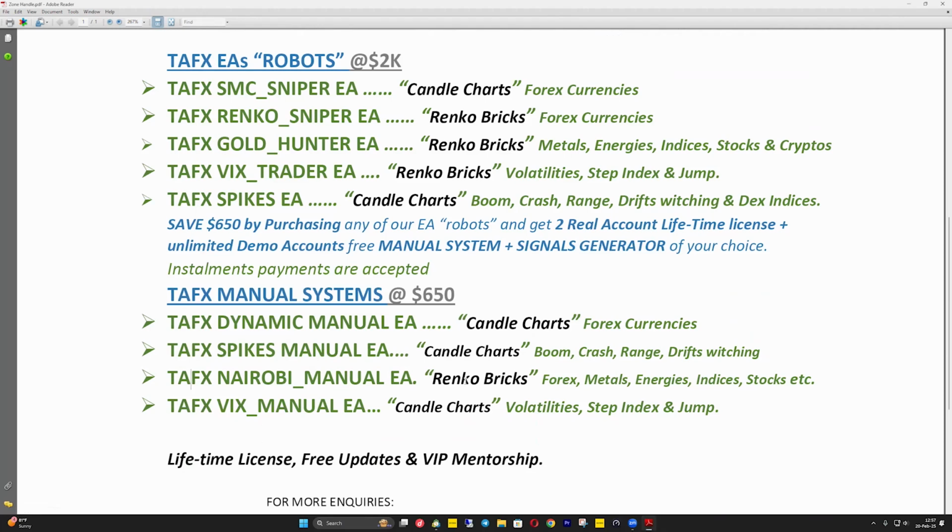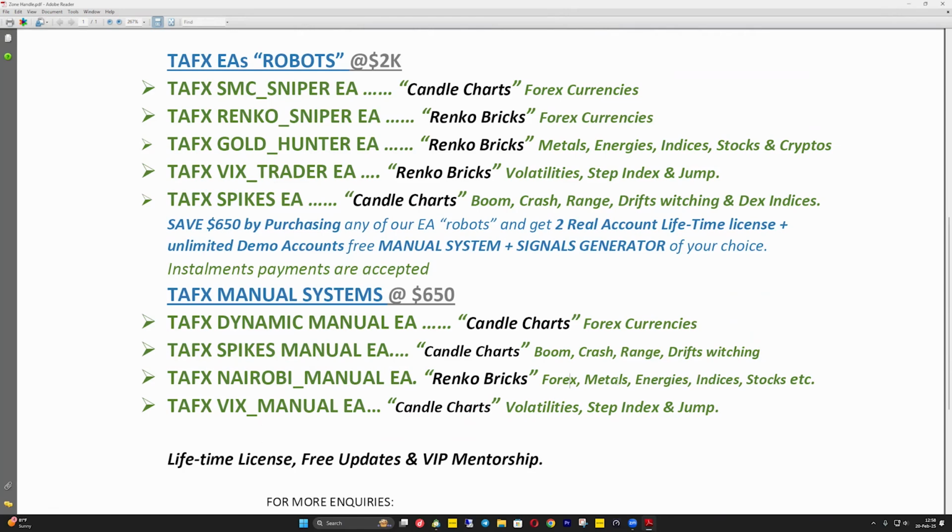The Nairobi manual EA is the combination of candle charts and RENKO bricks, and that one deals with everything: Forex, metal, energies, anything that is in the platform. This one is stress-free. This one, you can trade anything. It's not only based on Forex, all right? It is not based on metal. This is automated to trade anything you want in your platform. If you open MT4 or MT5, anything provided in your platform, since it's a RENKO thing, it's automated to trade anything. Anything, and I mean anything.